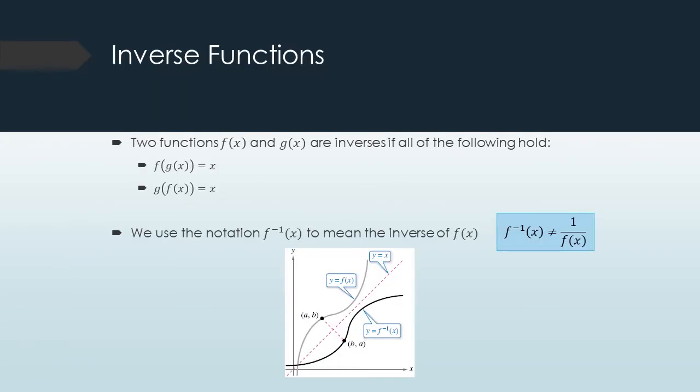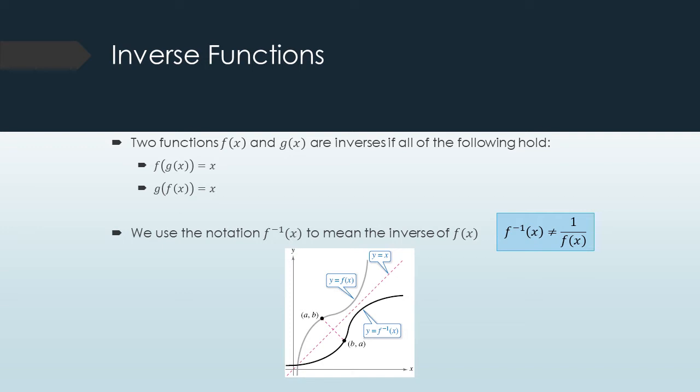Okay, so inverse functions. Two functions, we'll call them f and g, are inverses if the following hold. If you put g into f and simplify, you get x. And if you put f into g and simplify, you get x. So if you can plug one function into the other in both directions and they simplify to x, that means they're inverses.